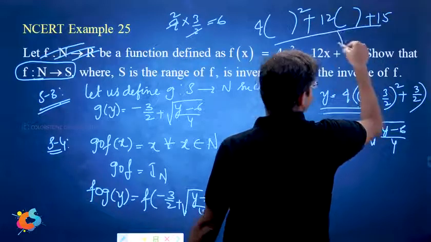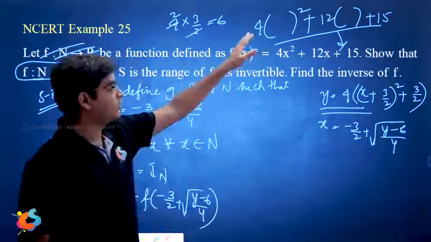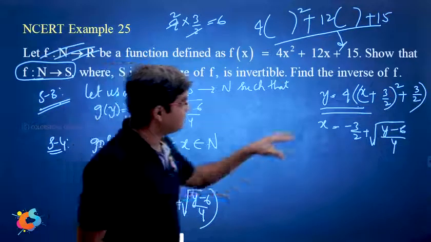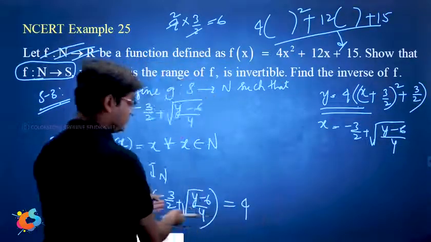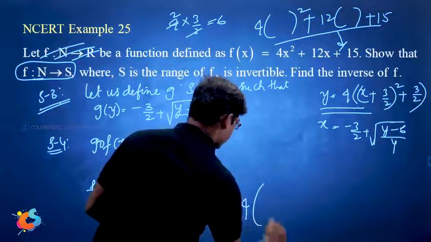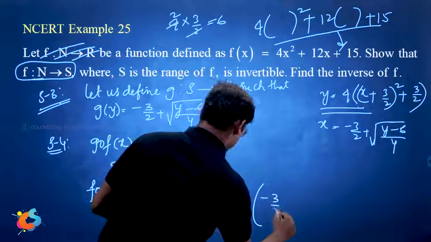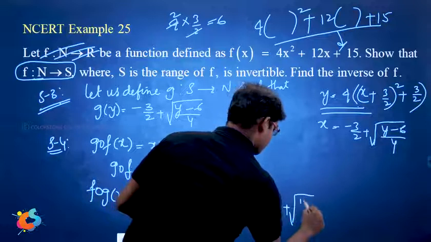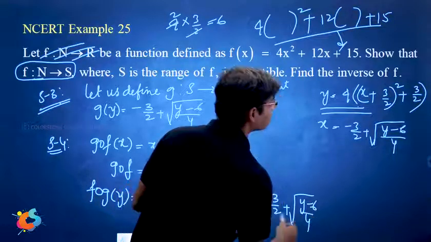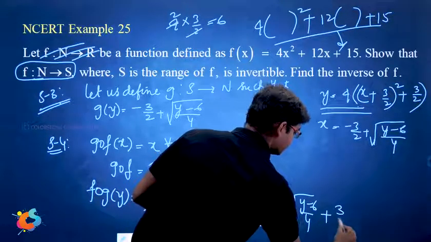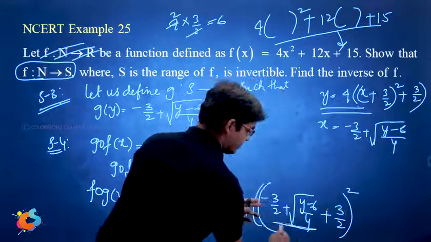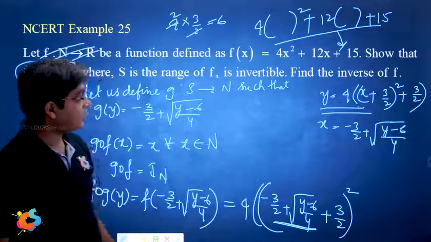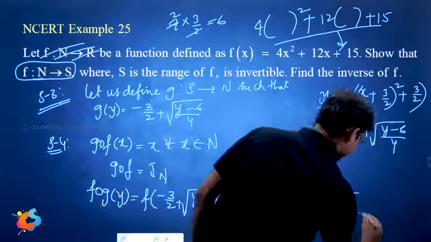And you will take at least 10 or 15 minutes in solving all of it. But now, when you write it like this, it becomes so simple. Just replace this whole thing in place of x. So 4 into minus 3 by 2 plus under root of y minus 6 divided by 4 plus 3 by 2 whole square. So this whole thing has come in place of x. Okay, and outside plus 3 by 2 is there.